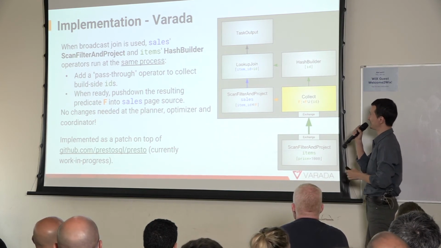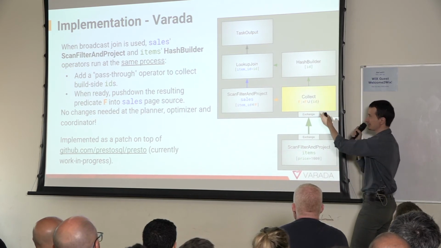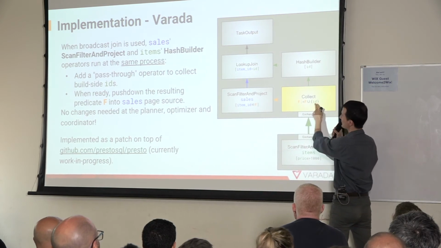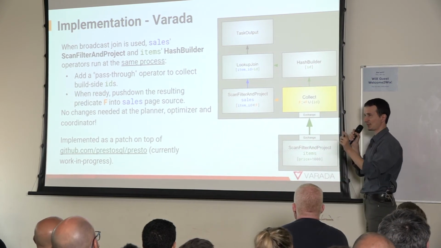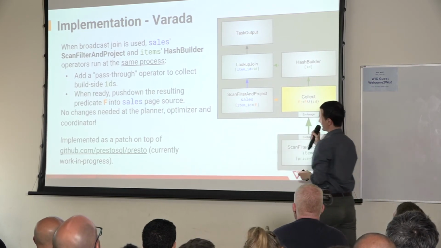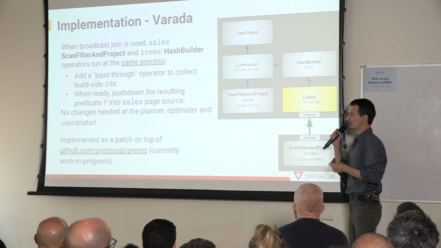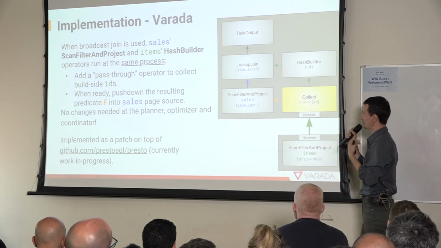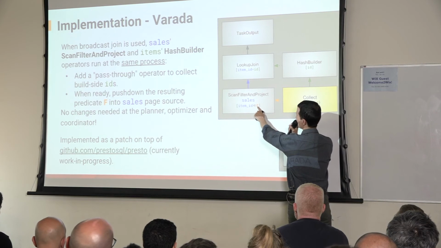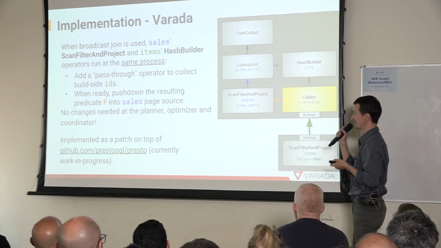So what we did, we added a new operator, which is just a collector. It just collects the IDs that come from the item rows. It constructs a dynamic filter as a tuple domain and applies it dynamically into the scan operator that runs over the sales table, which, because we as Varada connector implement this very efficiently, if we have the dynamic filter, improves the scan performance significantly.